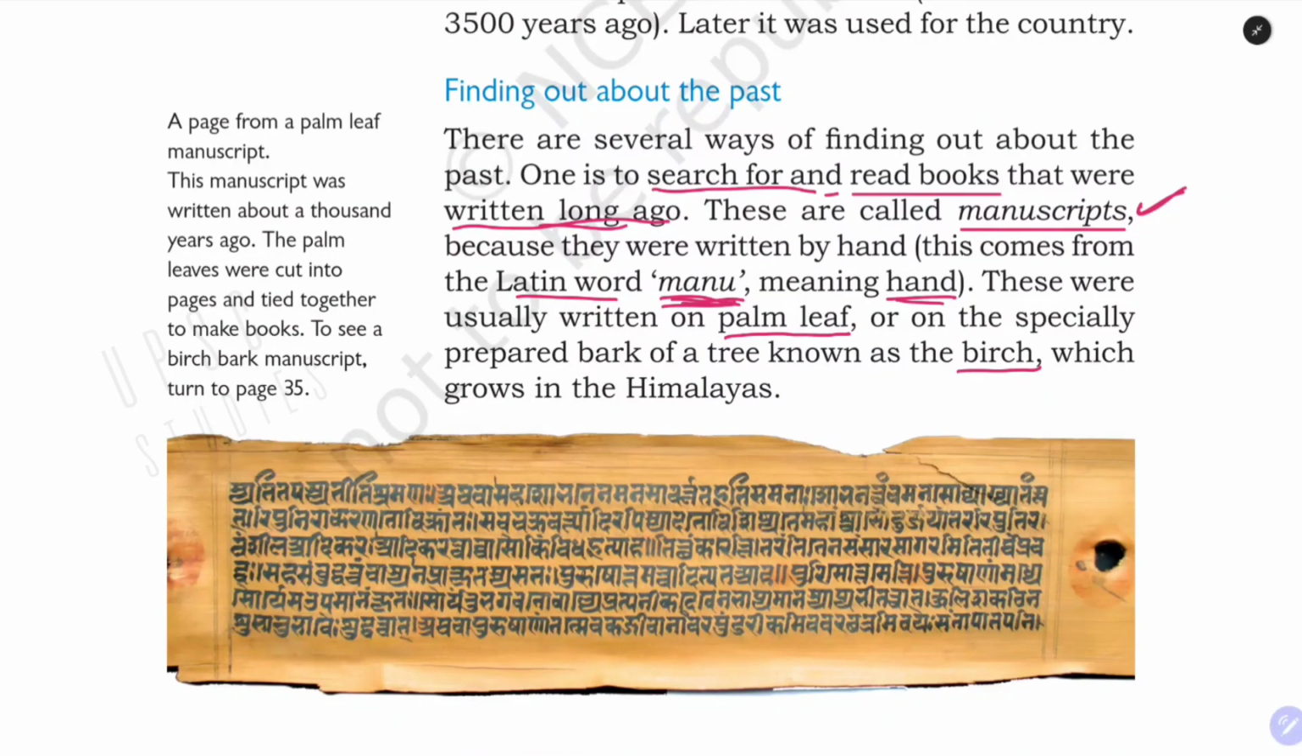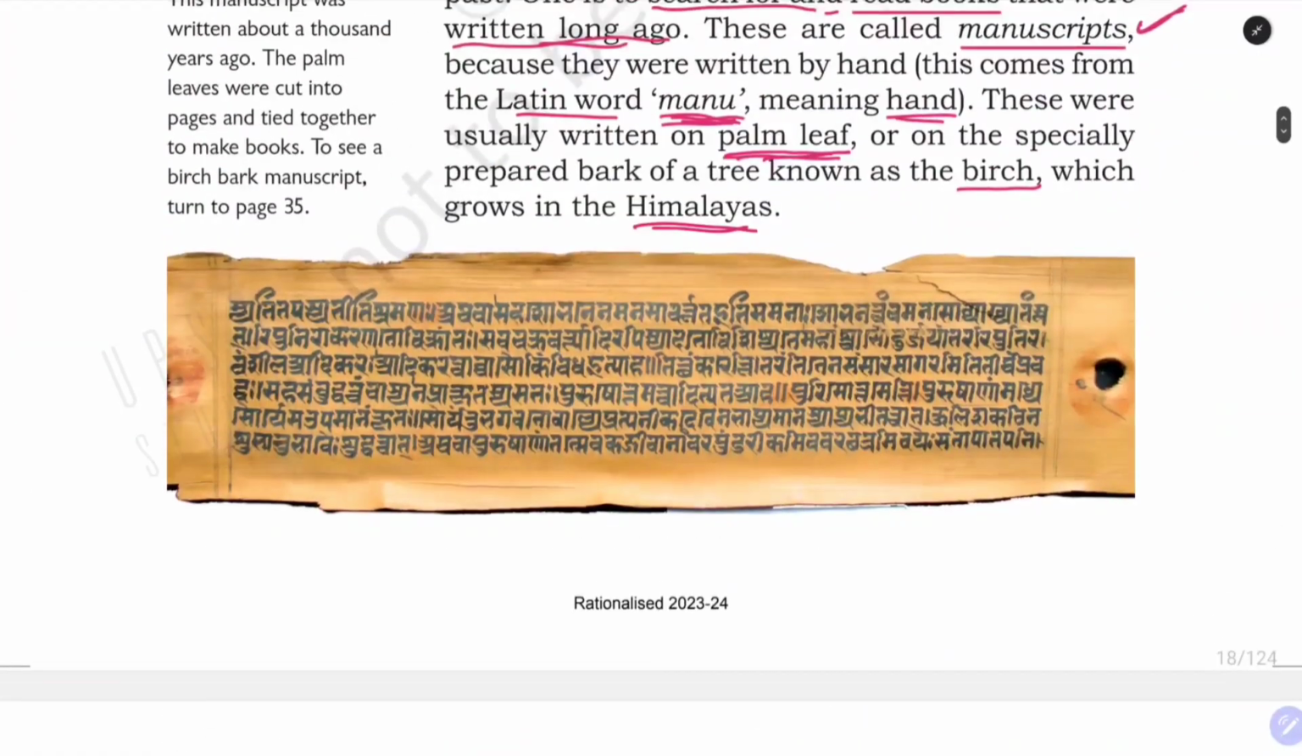Where were they written? Was there any paper in those days? No. They were written on palm leaf or specially prepared bark of the tree known as birch, which grows in the Himalayas. This is an example of a manuscript.